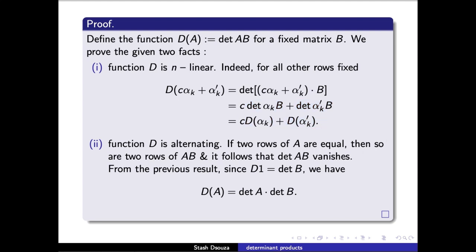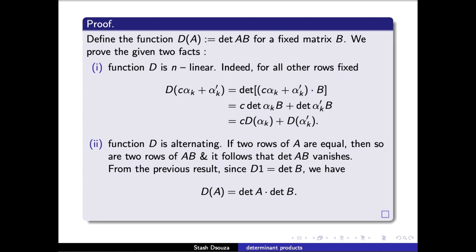Now, the second thing is that the function d is alternating. So if two rows of A are equal, then so are two rows of AB, and it follows that the determinant of AB vanishes. So we know that the function d also vanishes.